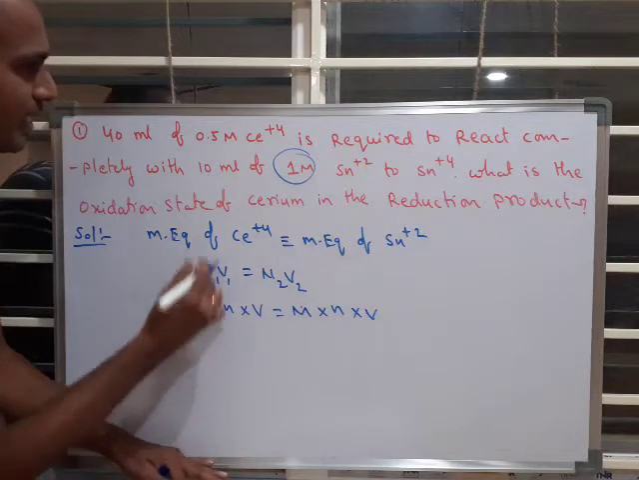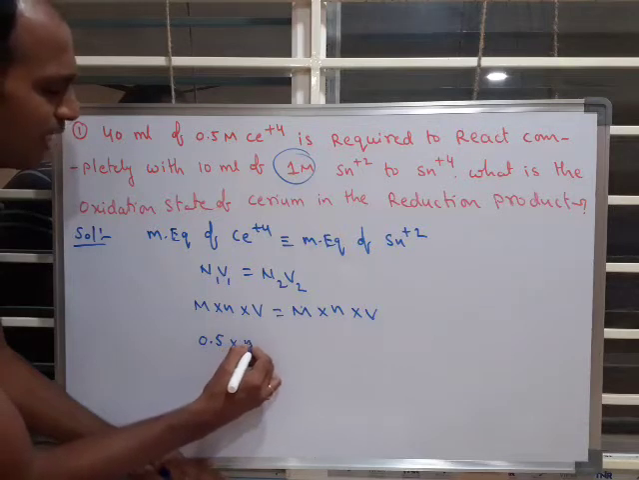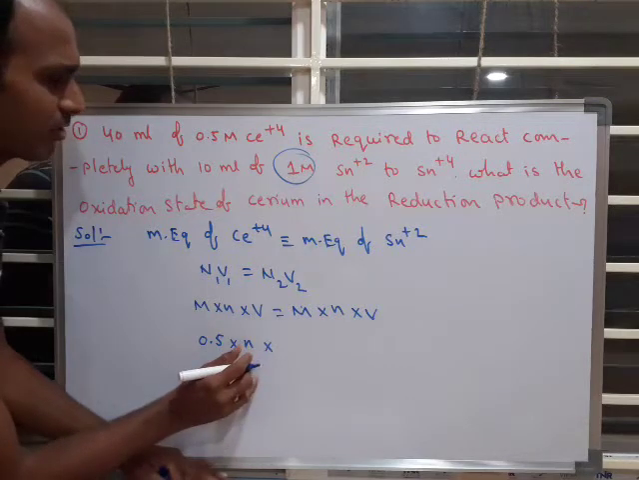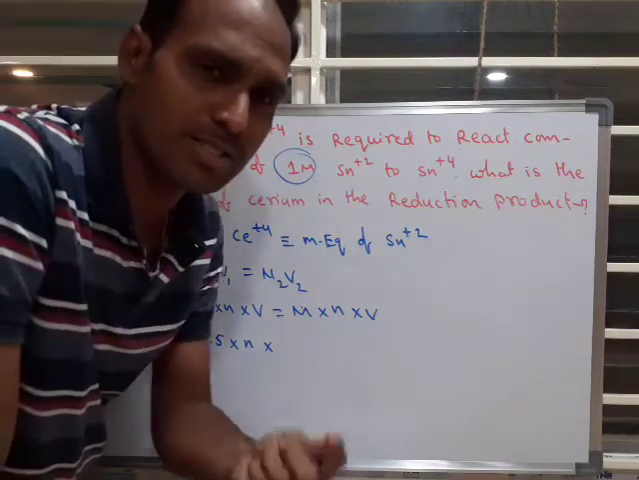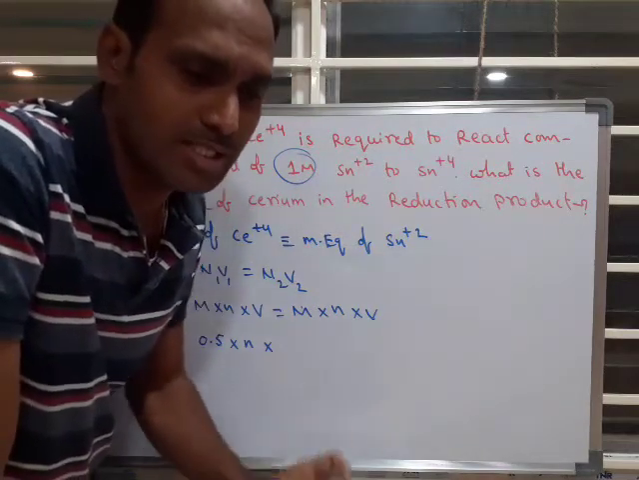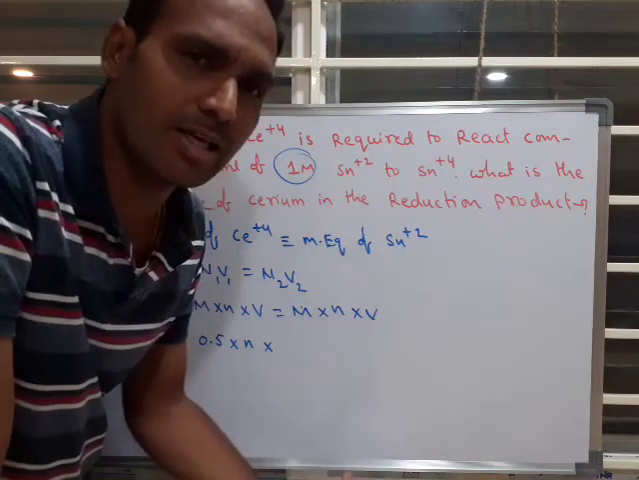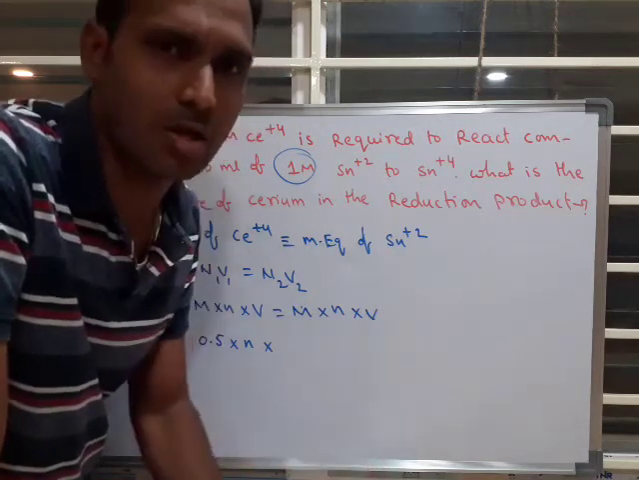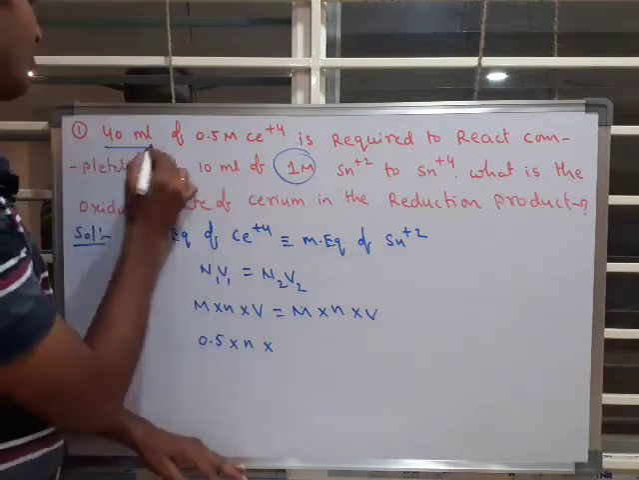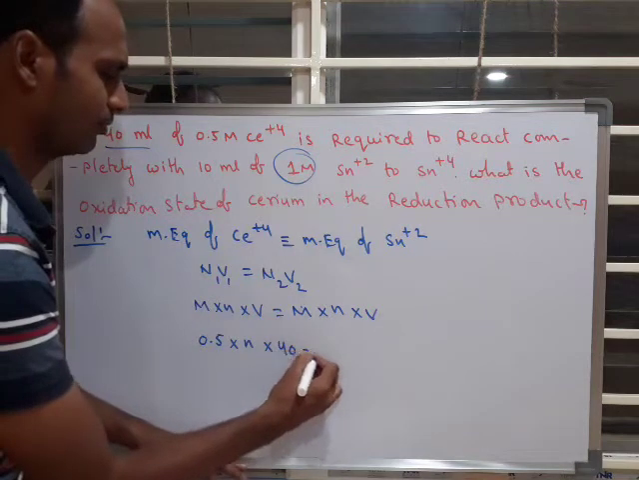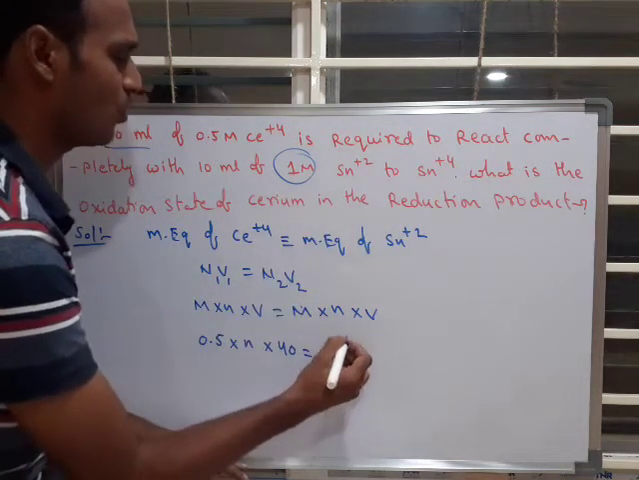What is its molarity? Cerium+4 molarity is given as 0.5. We don't know the n factor of cerium+4. The n factor is the change in the oxidation number. If we get the n factor, we are able to get the direct answer. The volume is given as 40 milliliter. What is the molarity of stannous? 1 molarity. What is the n factor?